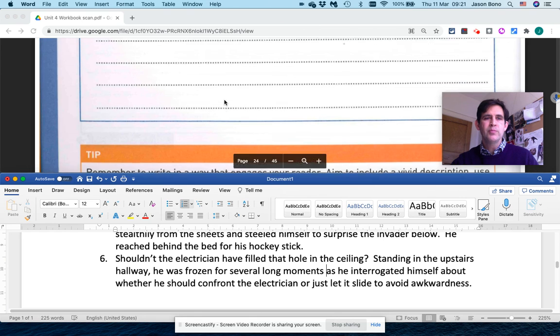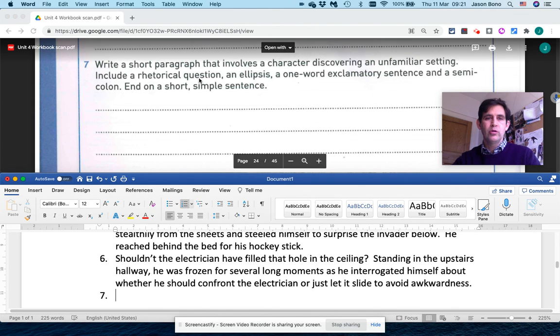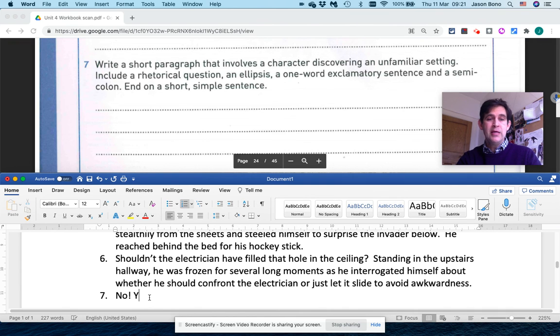Now, last part here is number 7. Write a short paragraph that involves a character discovering an unfamiliar setting. Include a rhetorical question, an ellipsis. You know what a rhetorical question is. An ellipsis is the dot dot dot used to show the passing of time or a long pause. A one-word exclamatory sentence, so like no, or yes, or stop, or bicycles, whatever the case may be. And then a semicolon.